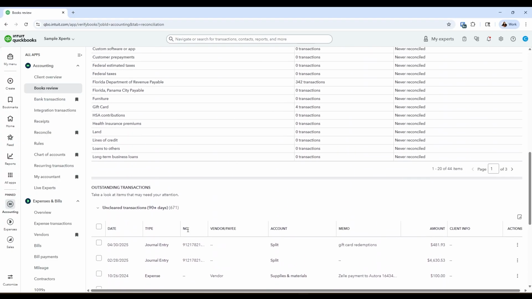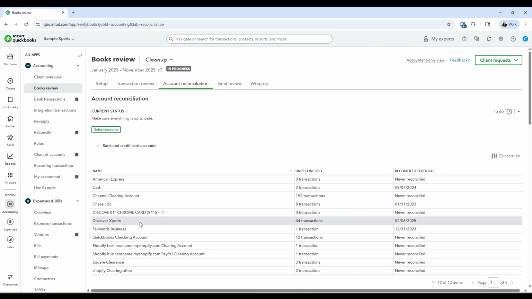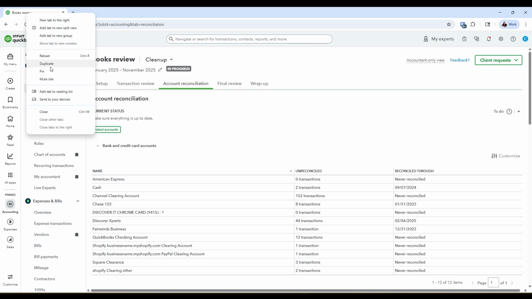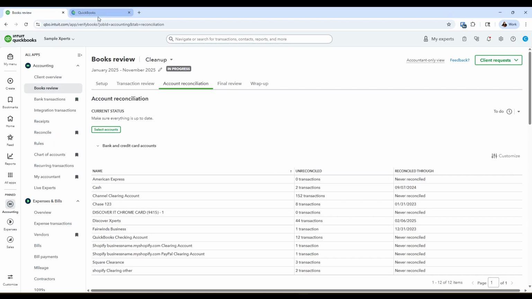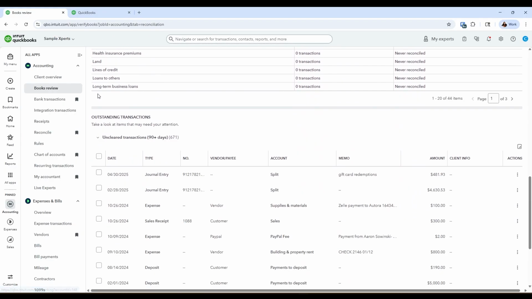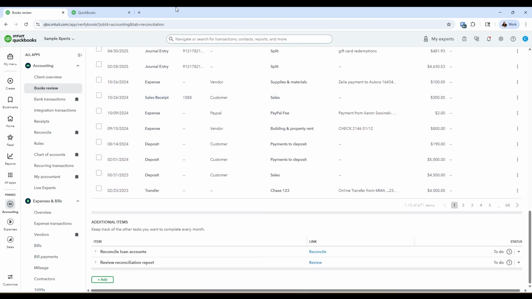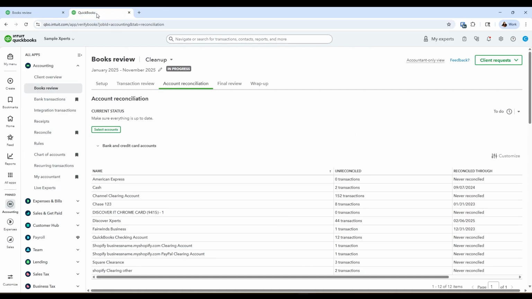I'm going to show you how to do that. I'm going to duplicate this page. To duplicate it, you right click here and click on duplicate, and now we can go back and forth. I can leave this here and I can go and verify all the things that I want to look for, such as your reconciliation report.